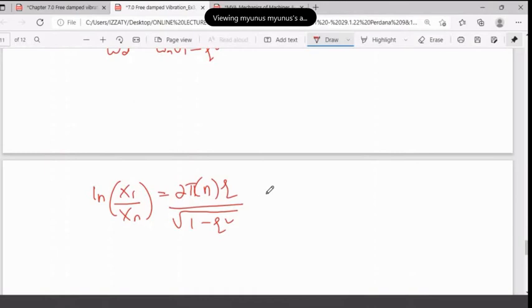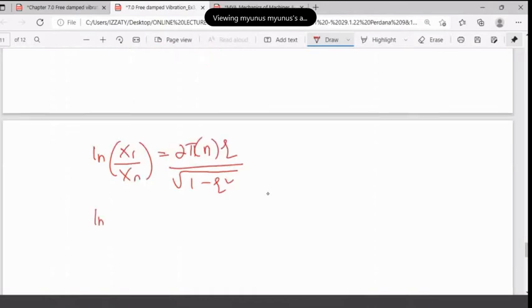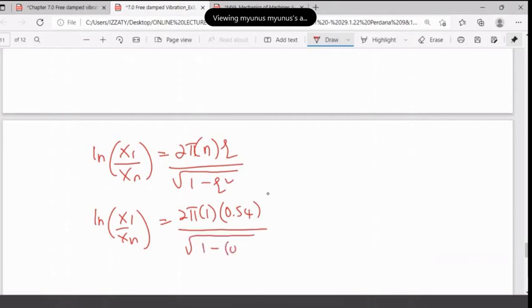Okay, remember the ratio. So you put it here, ln of x1 over xn. Don't worry about that one, just worry about the right hand side of the equation. We have 2 pi. How many oscillations just now? 1. What is the zeta? We calculated zeta as 0.54. You put it here, square root of 1 minus 0.54 to the power of 2. If you calculate this, the result will give you 4.03. I'm collecting the numbers, the result from my book and from your book, 4.03.